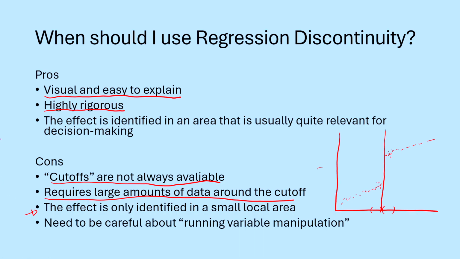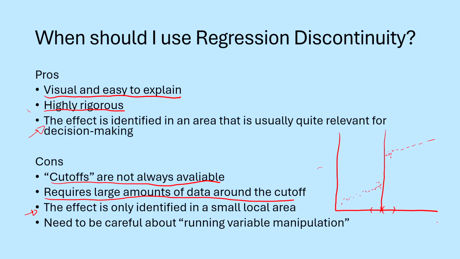One way that I'll still defend the regression discontinuity method, though, is that oftentimes the effect is identified in an area that is usually quite relevant for decision making, or it may even be the most relevant area. And the reason for that is that these cutoffs are often arbitrarily selected by humans who can change that policy in the future, and we're often wondering whether the policy should be changed or not.